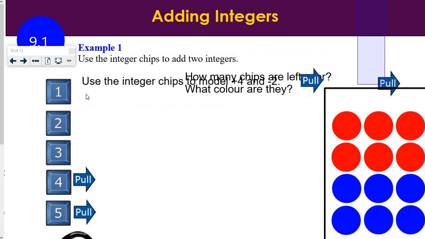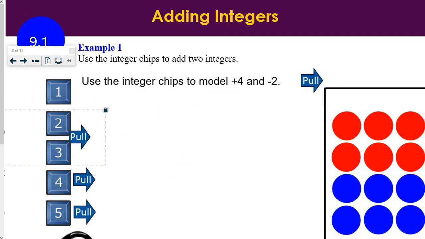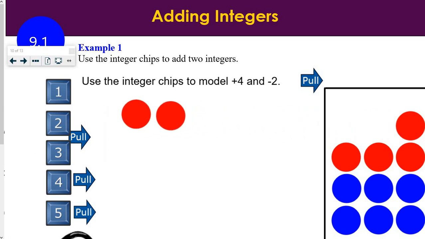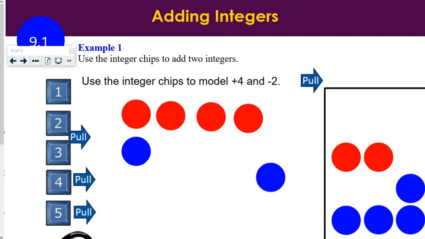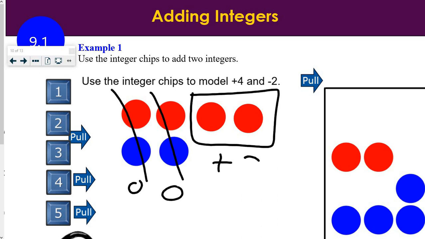There's a lot going on in this screen. +4 is 4 red chips. 1, 2, 3, 4. We know that that's +4. If we need -2, there's negative and negative. And remember that when we have these two together, that equals 0. So what we're left over with is the answer, and that's +2. We have 4 positive integer chips and 2 negative integer chips, and that equals that.